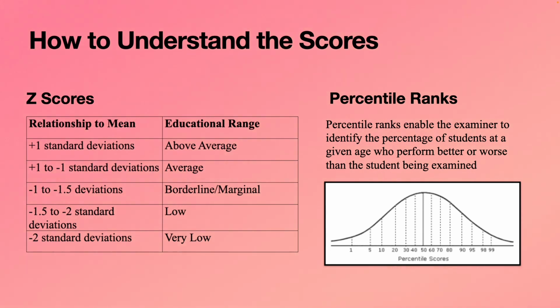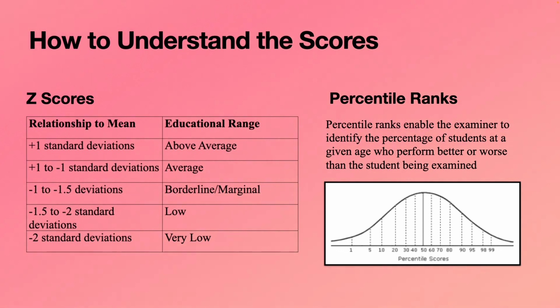To understand the scores, here's a brief refresher. A z-score is the most basic standard score and expresses how far a student's score is from the mean based on the number of standard deviations. Matching the mean equals 0. One standard deviation above the mean equals a score of 1. 2 standard deviations below the mean equals a score of -2. As you can see in the table, students that score above 0, the average or mean, are considered above average.